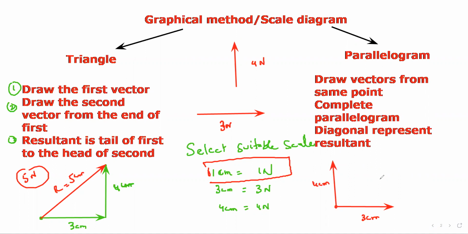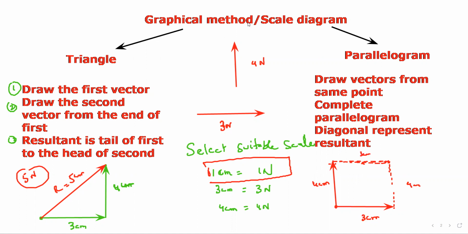After drawing the two vectors from the same point, what we do, we complete a parallelogram. In this case, because perpendicular vectors are there, it will form a rectangle. A rectangle is also a parallelogram, as it has two opposite sides parallel. So this will be 4 centimeter, this will be 3 centimeter.